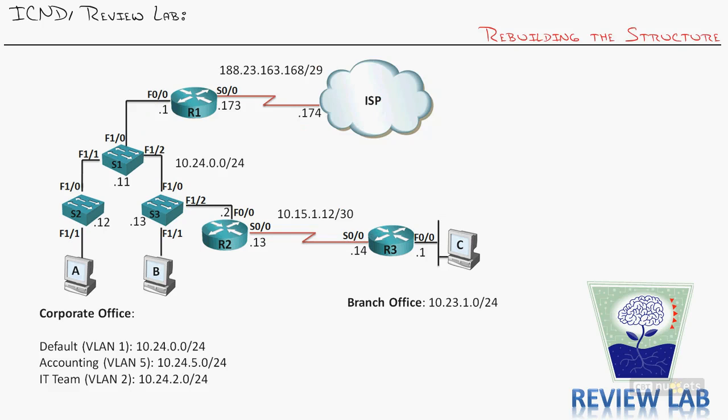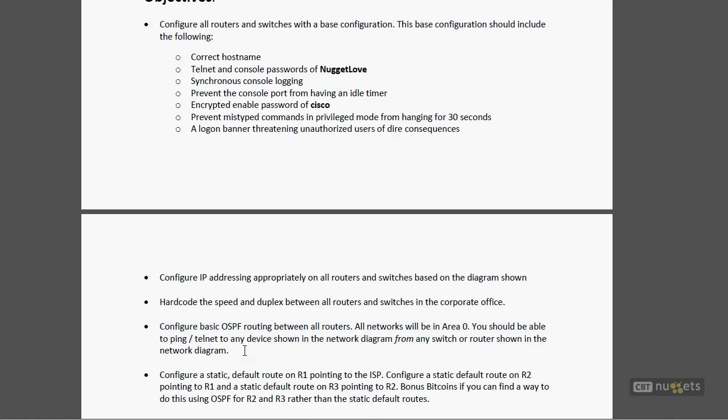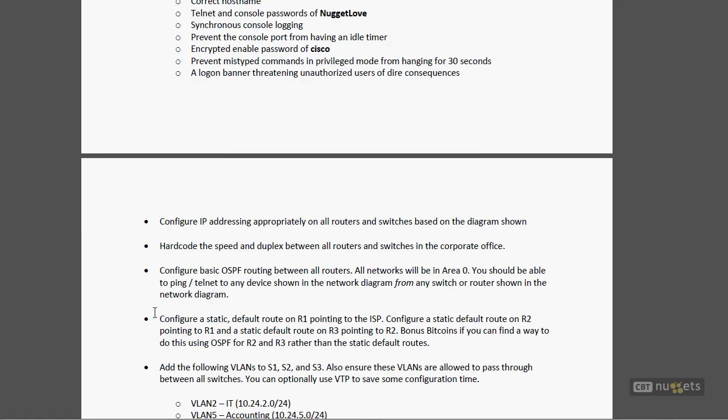So one more thing I want to do in this lab. I want to do this next piece. Configure a static default route on router 1 pointing to the ISP. Configure a static default route on router 2 pointing to router 1 and a static default route on router 3 pointing to router 2. Bonus Bitcoins if you can find a way to do this using OSPF for router 2 and router 3 rather than the static default routes. And actually I want to find a way to test that too.